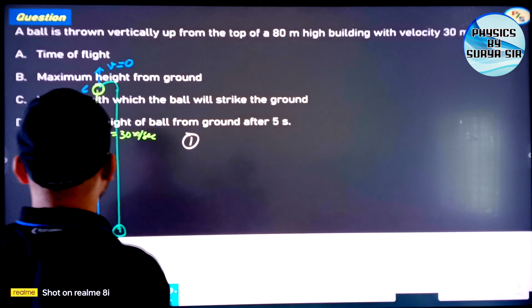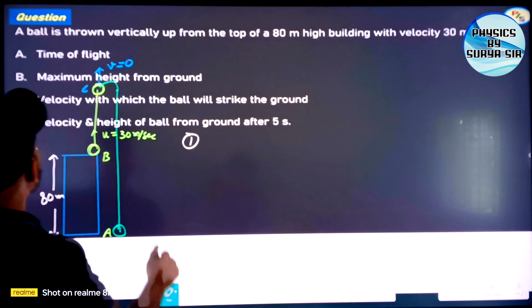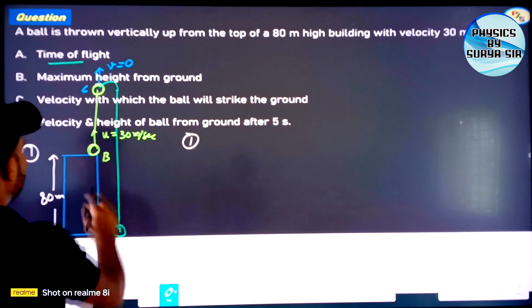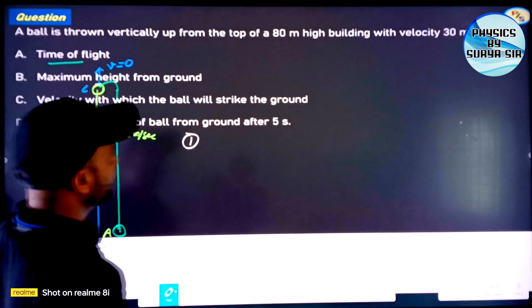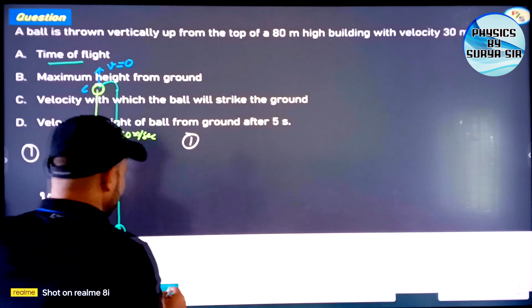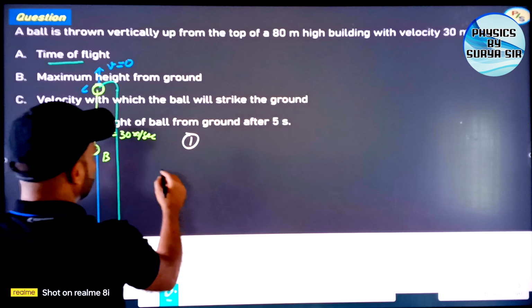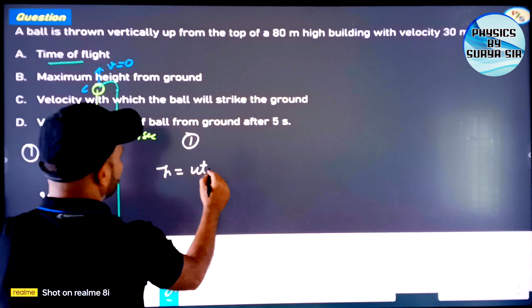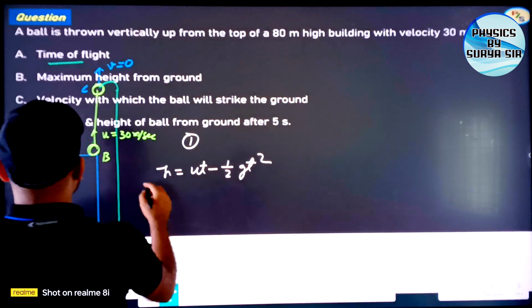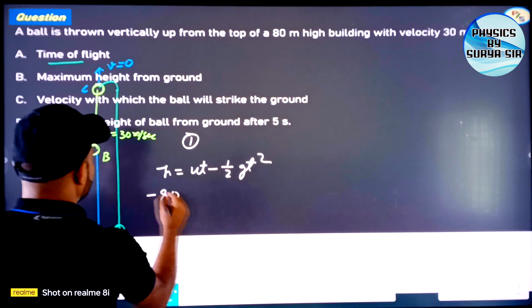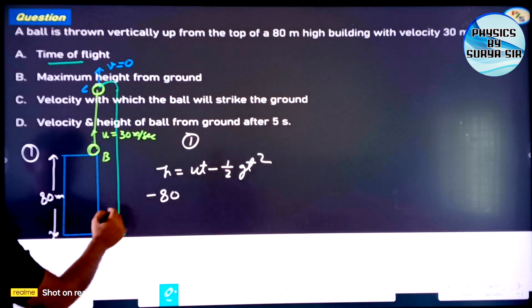So what is the maximum time? In order to calculate the time, we need the initial velocity and the displacement, and here we want the time of flight. We can use the second equation, h is equal to ut minus half gt square. Okay, h is how much? This is minus 80, because the displacement is downward when the object is moving here.